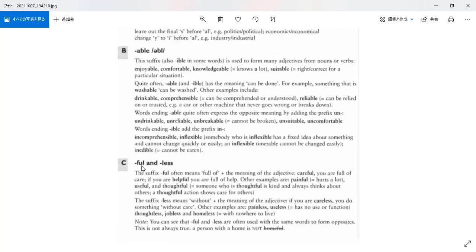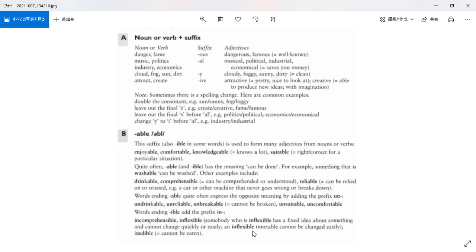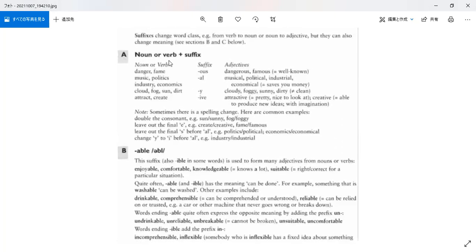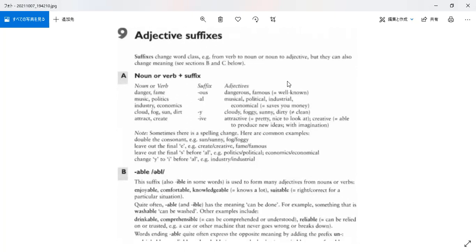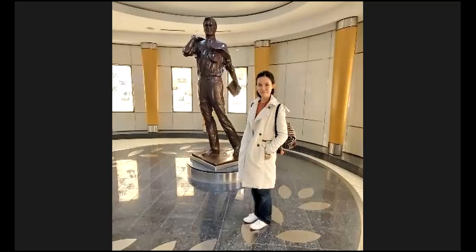Again, if you find the ending of full or less, thoughtful, helpful, useful, if you find the ending of words able, ous, al, y, if, all of them are going to be adjectives. Okay.